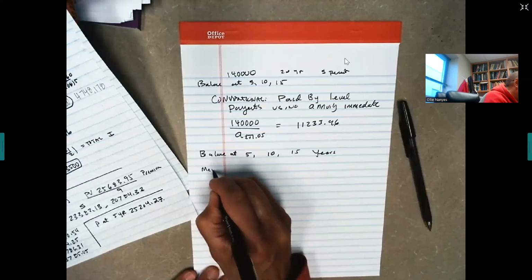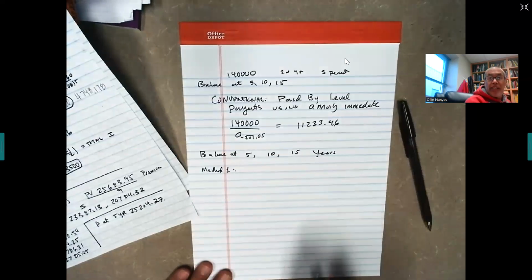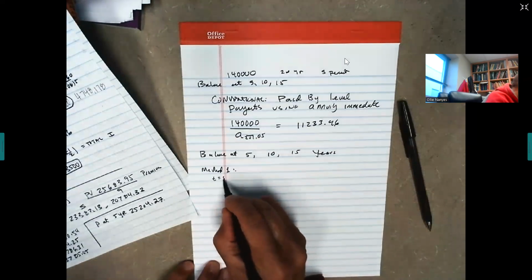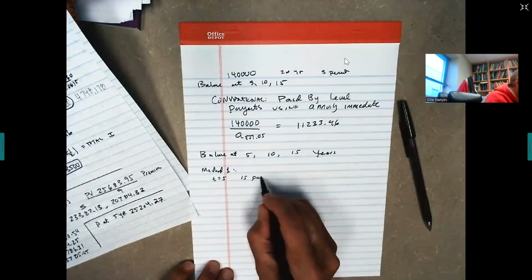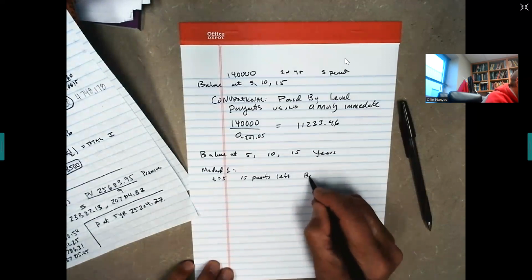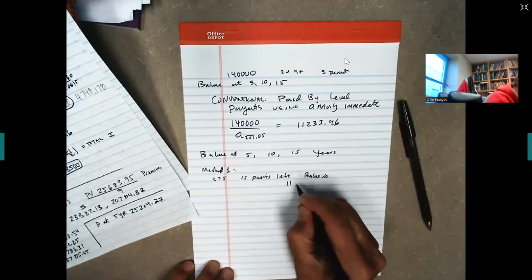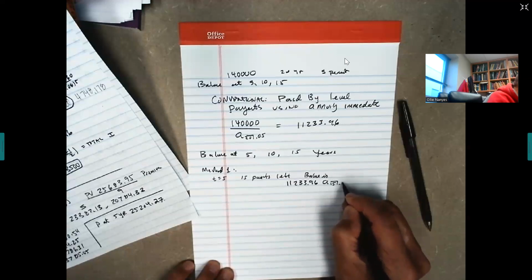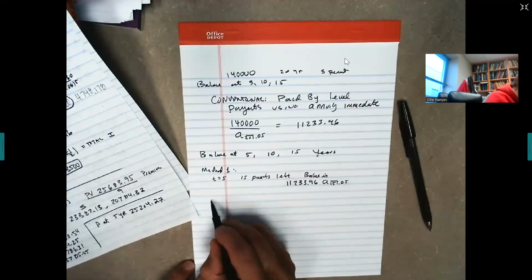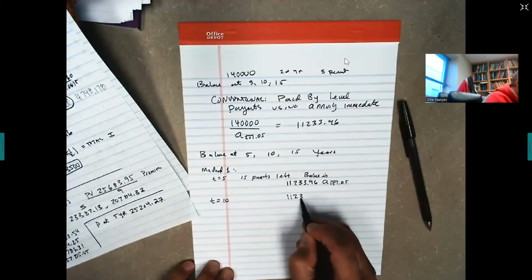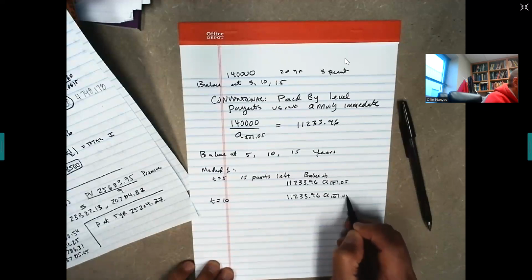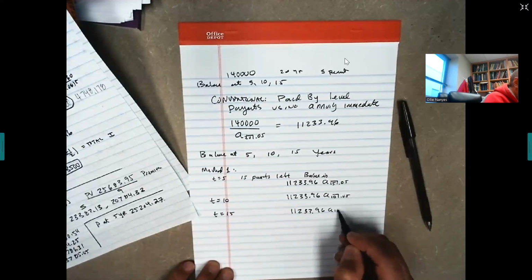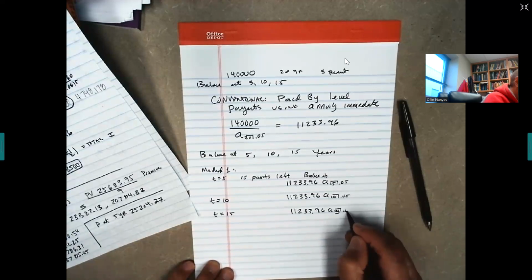method 1 is just to calculate the value of the remaining payments at 5, 10, 15. So at time 5, there's 15 payments left. So the balance is going to be this payment here, 11,233.96 times, in this case, there's 15. At t equals 10, same thing, the remaining payments left. And at t equals 15, there's 10. Now we only have 5 payments left.